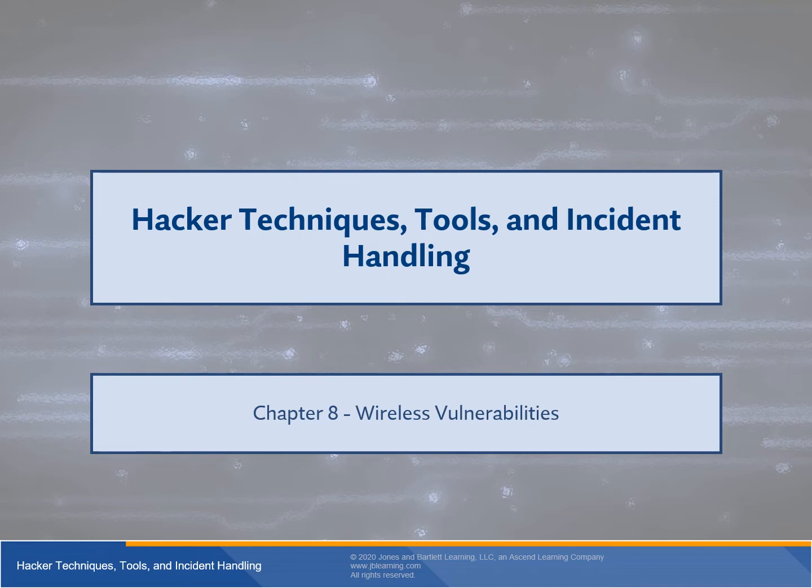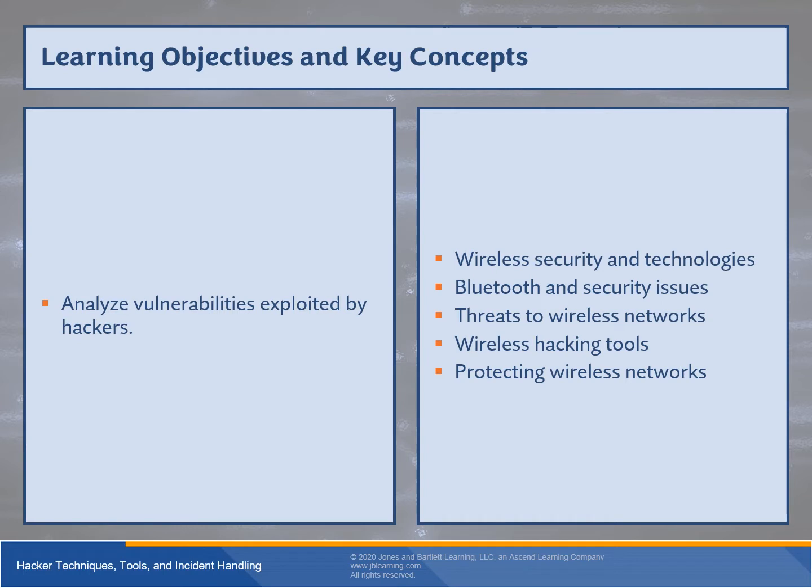Today we're going to get into Chapter 8, which is Wireless Vulnerability. Our learning objective for this chapter is to analyze vulnerabilities that get exploited by hackers, specifically some physical vulnerabilities in wireless technology. So our key concepts are going to be wireless security and tech. Bluetooth in particular we're going to talk about quite a bit. Threats to wireless networks, some different tools we might encounter, and then how to countermeasure these things and protect the networks that we are responsible for.